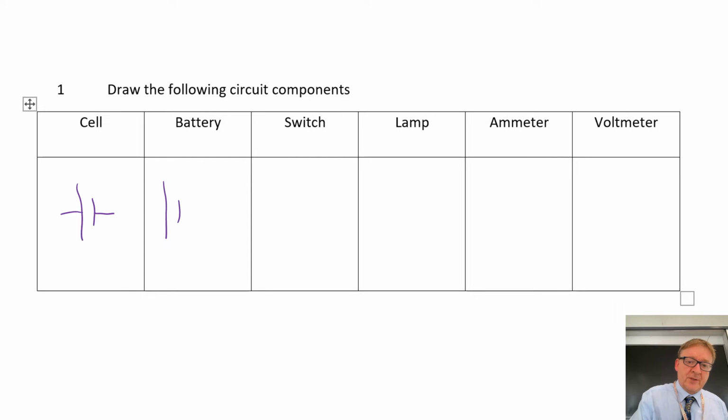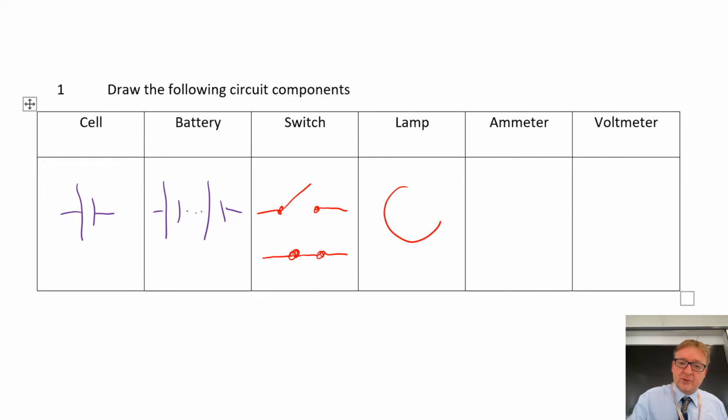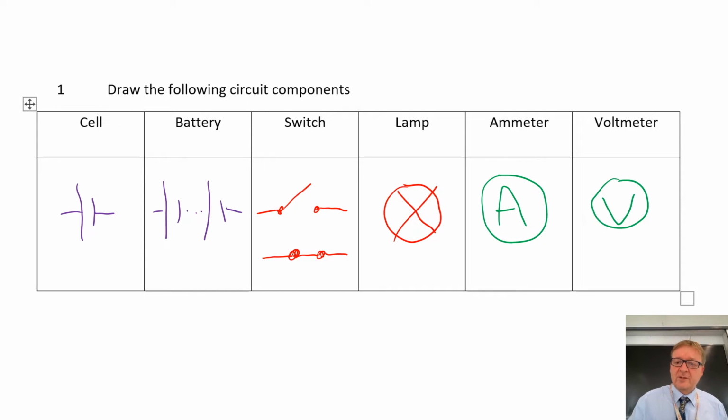A battery, what you do is you draw two cells, and then usually you put three dots in between. A switch is a line like that, a dot there, a line like that, and a line like that. So that's an open switch, and a closed switch would be like that. A lamp, circle with a cross. An ammeter, an A in a circle. A voltmeter, a V with a circle on the outside of it.